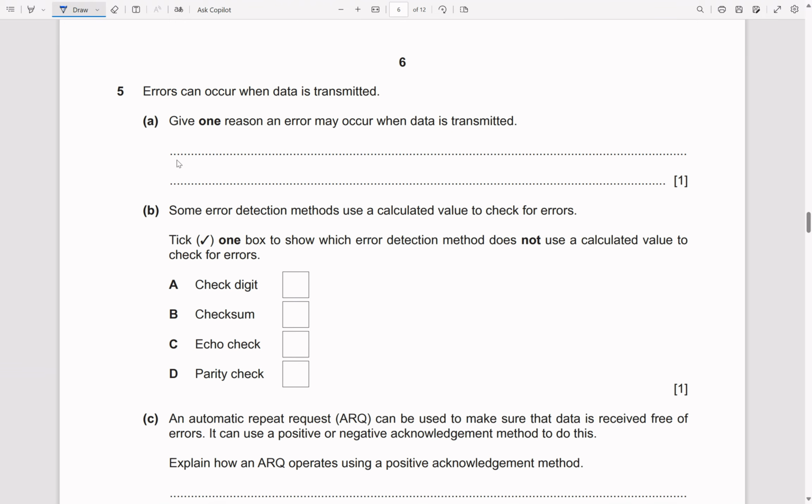Errors can occur when data is transmitted. Give one reason why an error may occur when data is transmitted. Now, I'll be honest, I didn't actually get this one. I did check in the mark scheme. I probably would have just said data corruption or a hardware error or something. I guess maybe that's not specific enough. So what they're looking for is going to be interference.